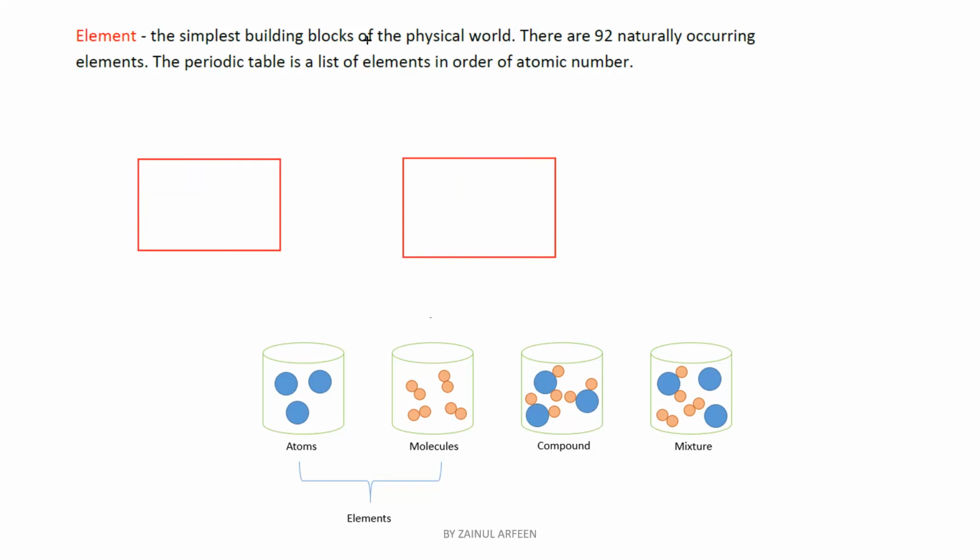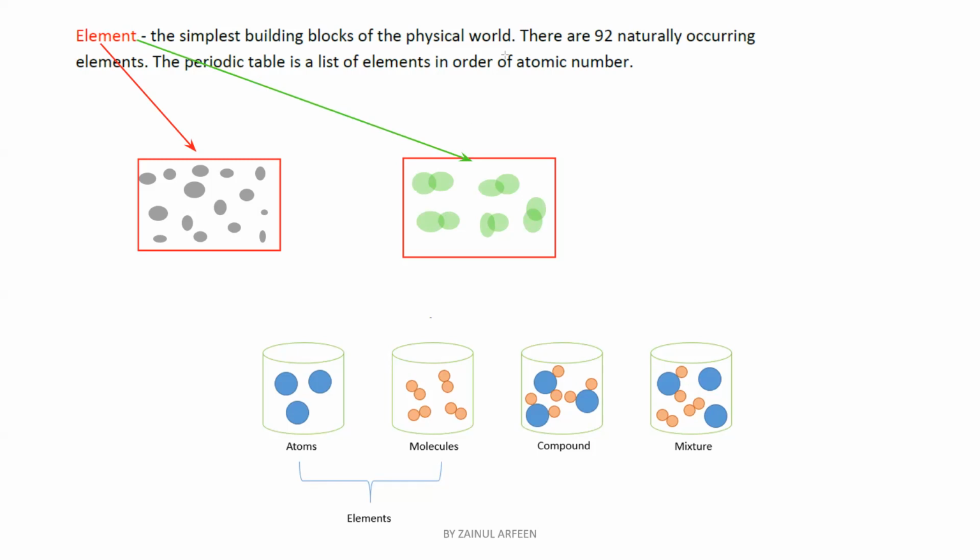In that example, this black shade is representing the atoms. So we have these atoms, and identical atoms are there. The term identical means same. So if we have the same atoms together, what do we call that substance? We call that substance an element. Or if we have identical atoms joined together to form a molecule, and we have identical molecules, what do we call that substance? We also call that substance an element. So both are examples of element.